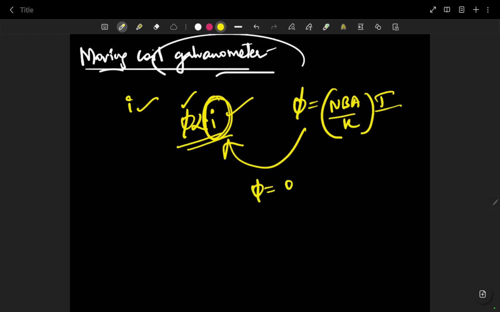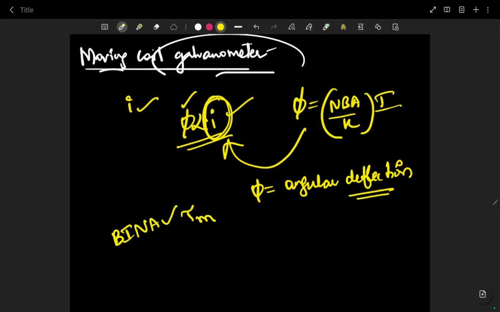So phi is your angular deflection, which is directly proportional to the current that you provide it. And you'll have to understand that the spring is going to provide a counter torque, right? So that counter torque is basically K phi. You can see it in your textbooks, and this is the counter torque that is going to balance the magnetic torque. The magnetic torque is going to be BINA, right? BINA is going to be the magnetic torque, and the counter torque, which will be provided by the spring, obviously, will be K phi. So these are the two.